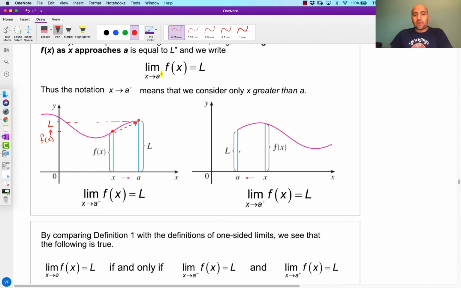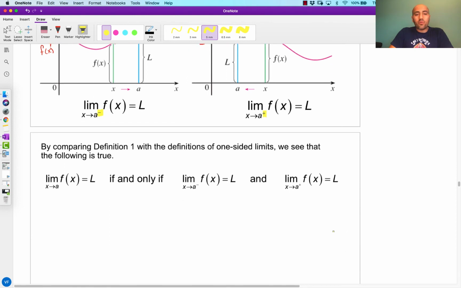Good. Similarly over here, this translates into my L there, and if I have some f of x value there, f of x is getting arbitrarily close to L. The outputs of the function are getting arbitrarily close to L as x approaches a from the right-hand side. So that's why we have those little plus signs. From the left-hand side, from the right-hand side. Okay, hopefully that makes sense.